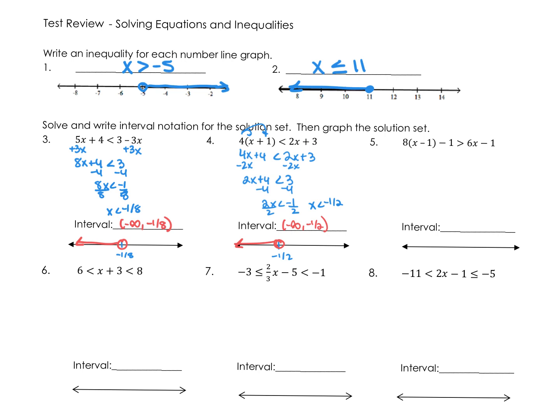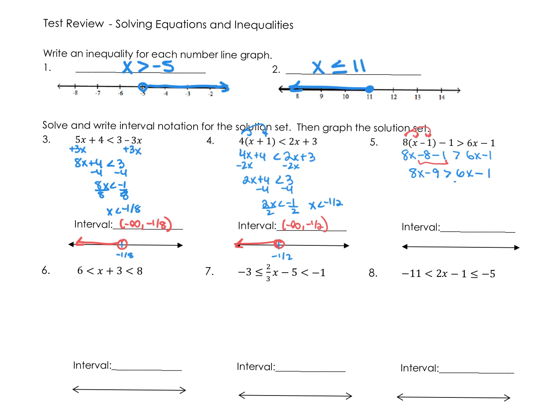All right, for number 5, we'll distribute first as well. So we'll distribute here, not to the -1 on the outside because that's only in front of that. So this will be 8x minus 8 minus 1, 6x minus 1. I recommend combining like terms before you continue. So on this side, we'll have 8x minus 9.